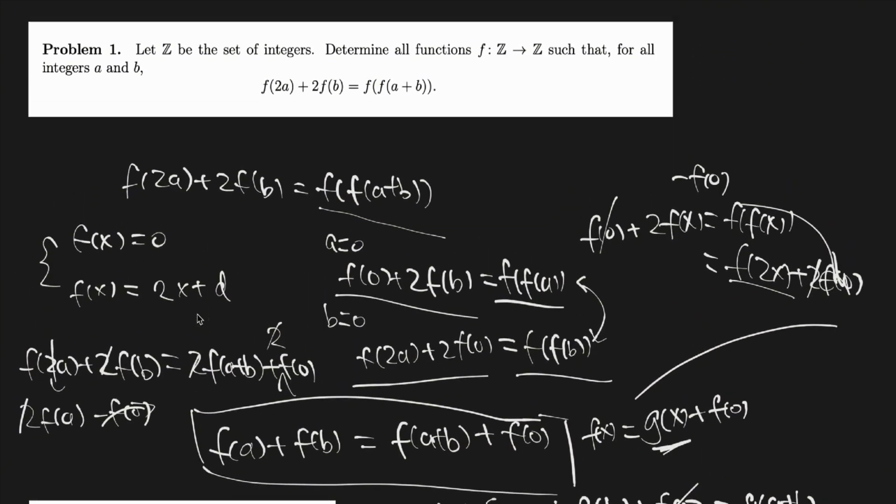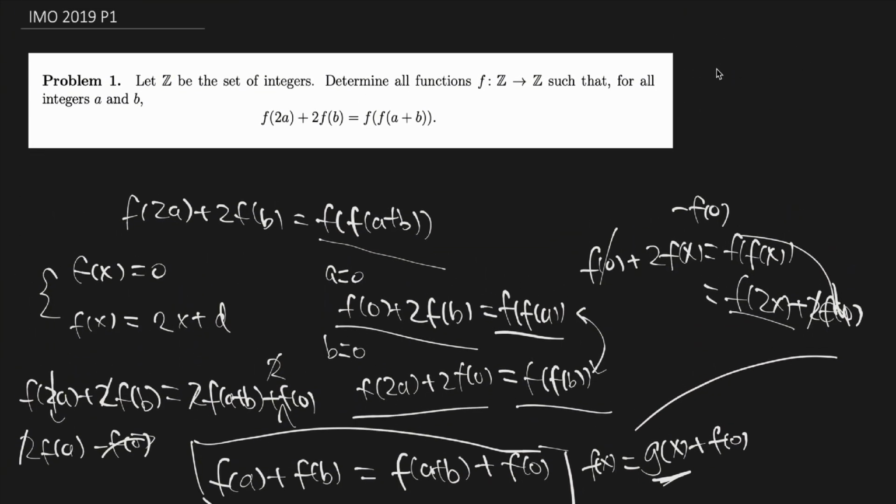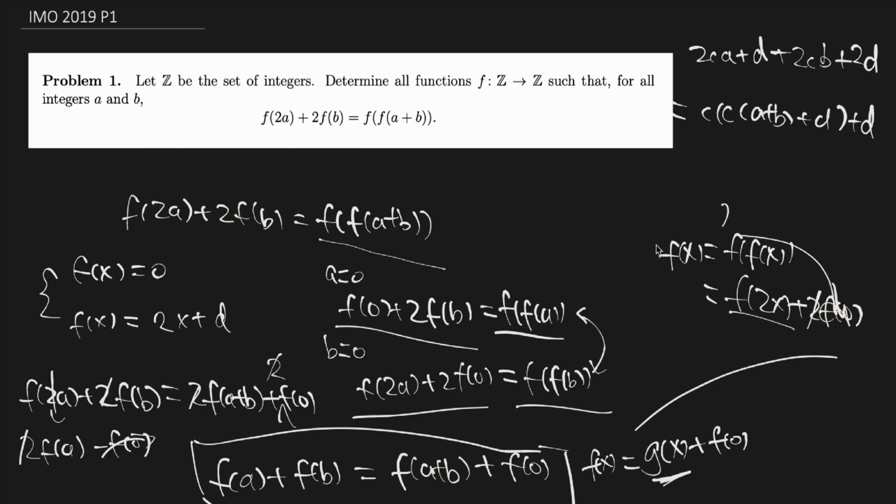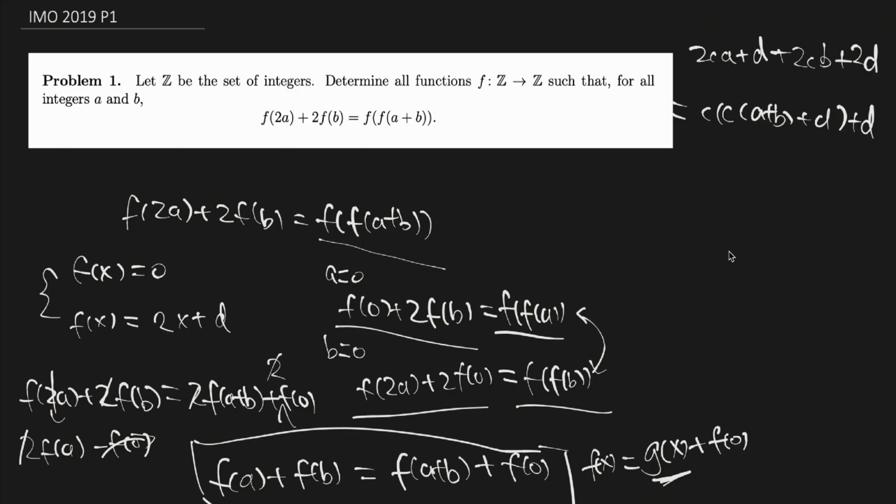So if we plug this back in here, let me actually do that up here, we would get f of 2a is equal to 2ca plus d, and 2f of b is equal to 2cb plus 2d. On the right hand side, we would have, first of all, c of a plus b plus d. We multiply this entire thing by c, and then plus d. So actually, let me erase some of these that we actually don't need.